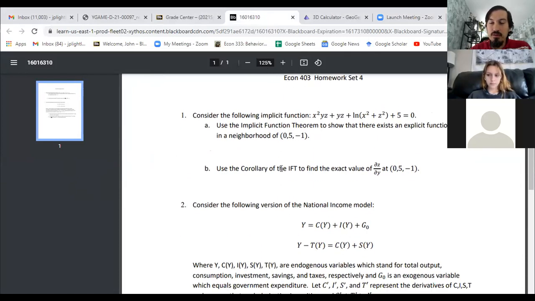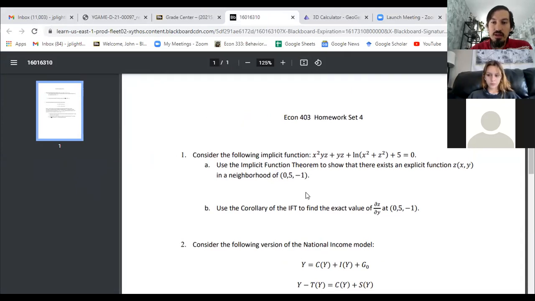Do we want to talk about question 1? I think question 1 was easier because you're given this function very directly. To show that there exists an explicit function z of x, y, what do you have to do? You have to take the partial derivative of F with respect to z, right? Did you guys do that? Hopefully that's pretty easy.